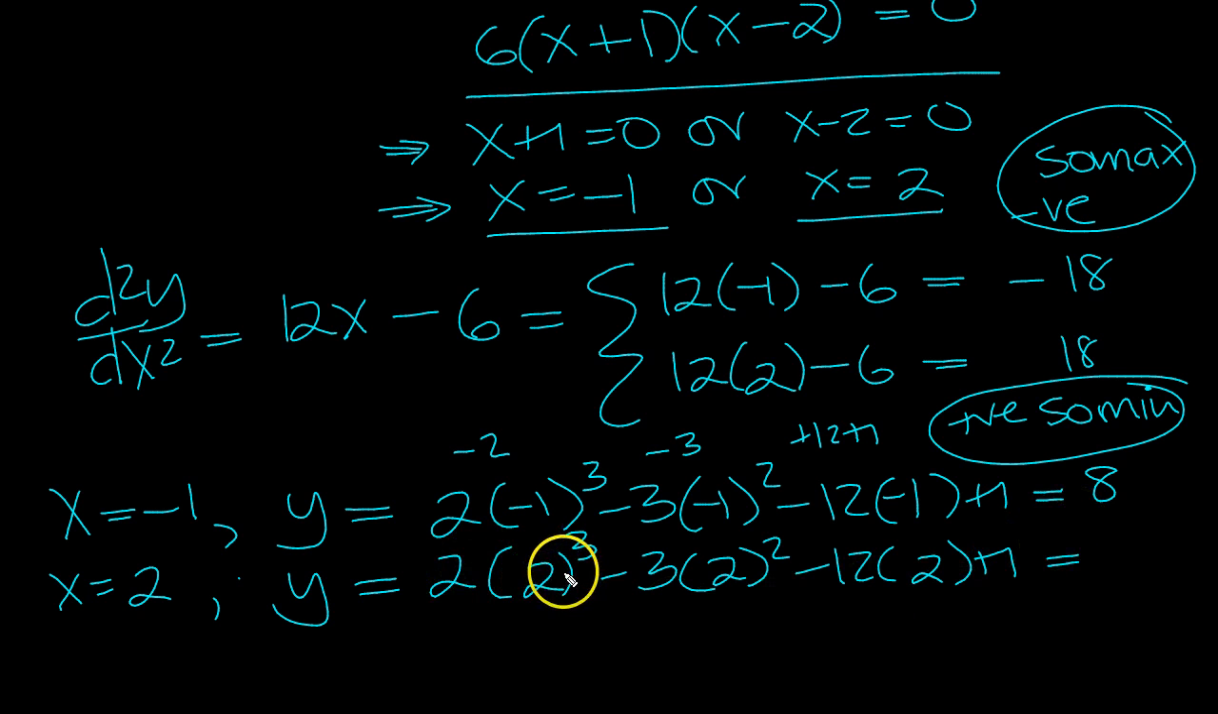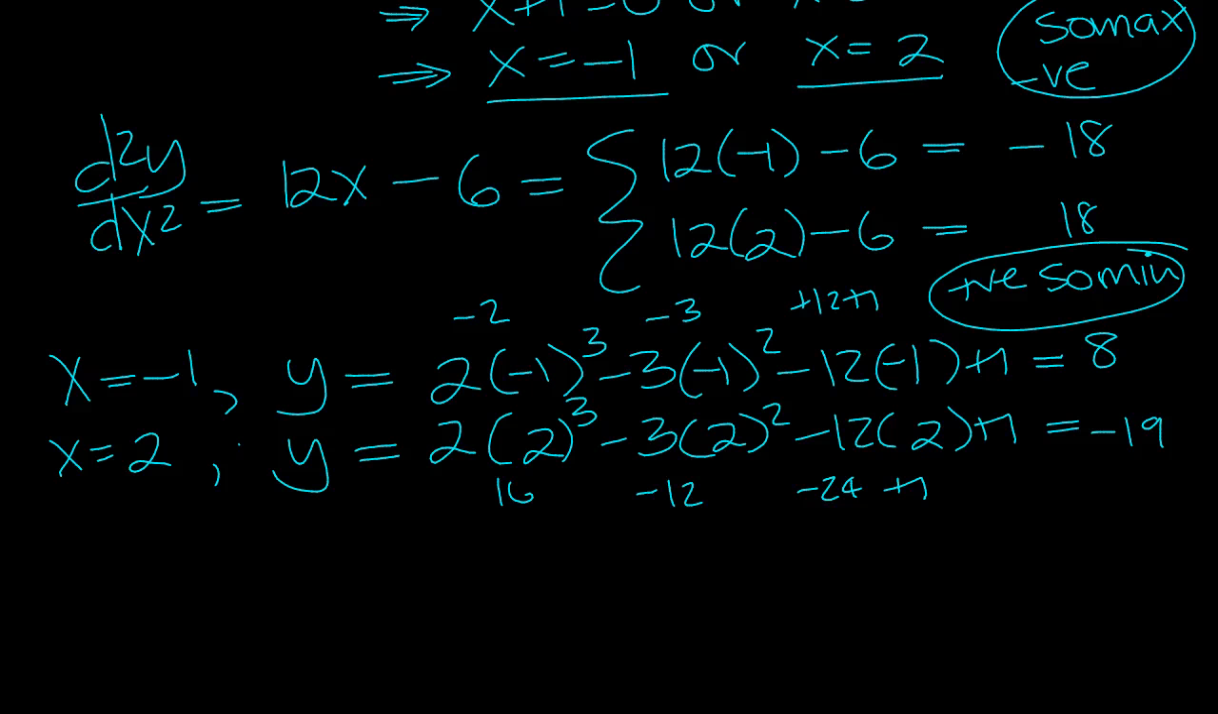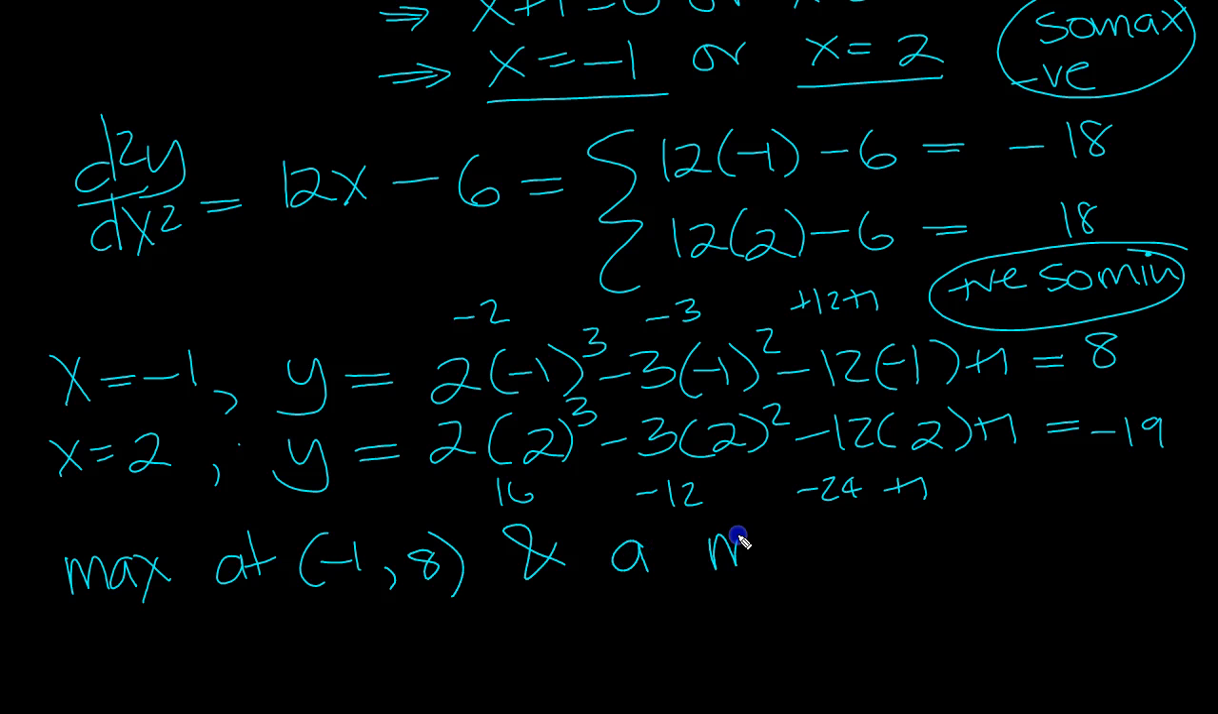And this one, 8, 16, 4, 12, minus 24, plus 1. 4 plus 1 is 4, rather. Minus 24 is minus 20, plus 1 is minus 19. So we have a max at the minus 1 point. Minus 1, the coordinate is minus 1, 8. And a min at 2, minus 19.